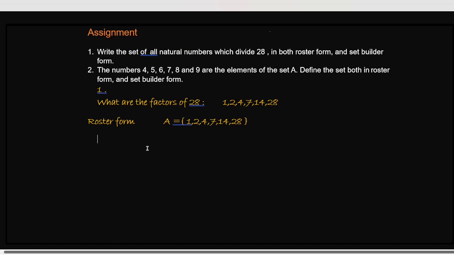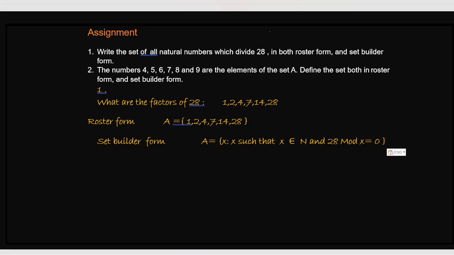In the set builder form, we have to give the property of the element so that it describes the elements of the set. A = {x : x belongs to N, natural numbers, and 28 mod x equals 0}. 28 mod x means when 28 is divided by x, the remainder is 0. Because these are factors of 28, the remainder is always 0. This property we described in the set builder form. In the set builder form, we describe the common property of all the elements in the set.